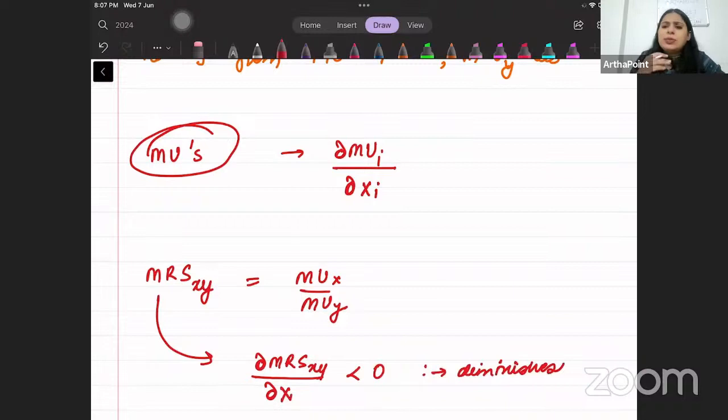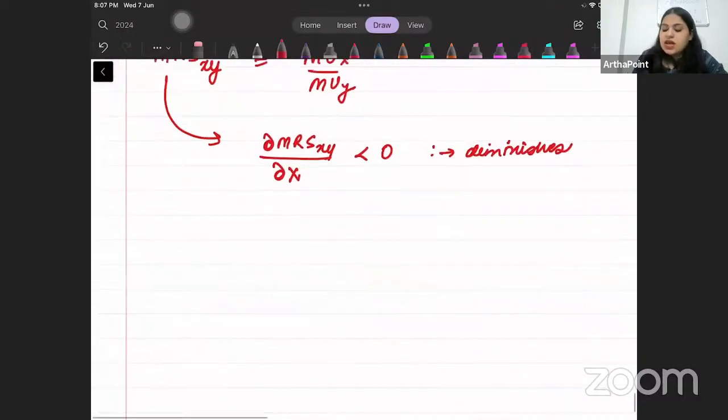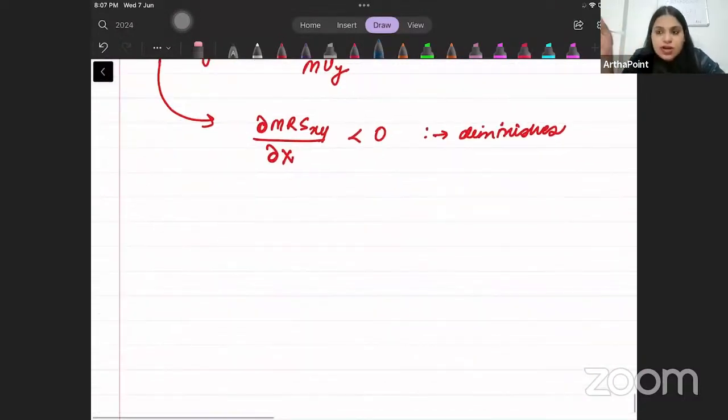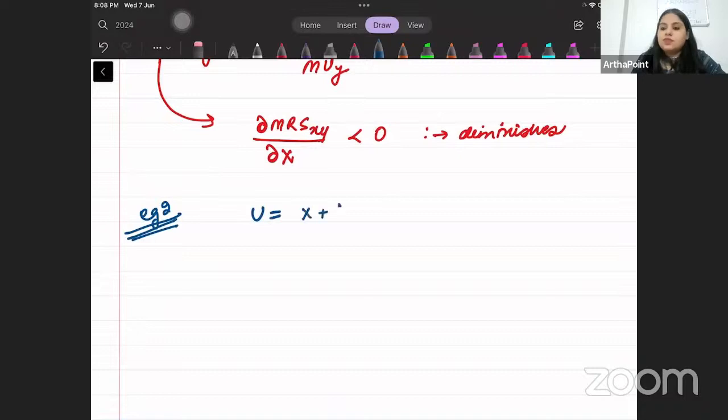You can take multiple examples in this, and for each kind of utility function, you will get a separate answer. Let me quickly take you one more example. Let's say the utility function is x plus y. These are called substitute goods.